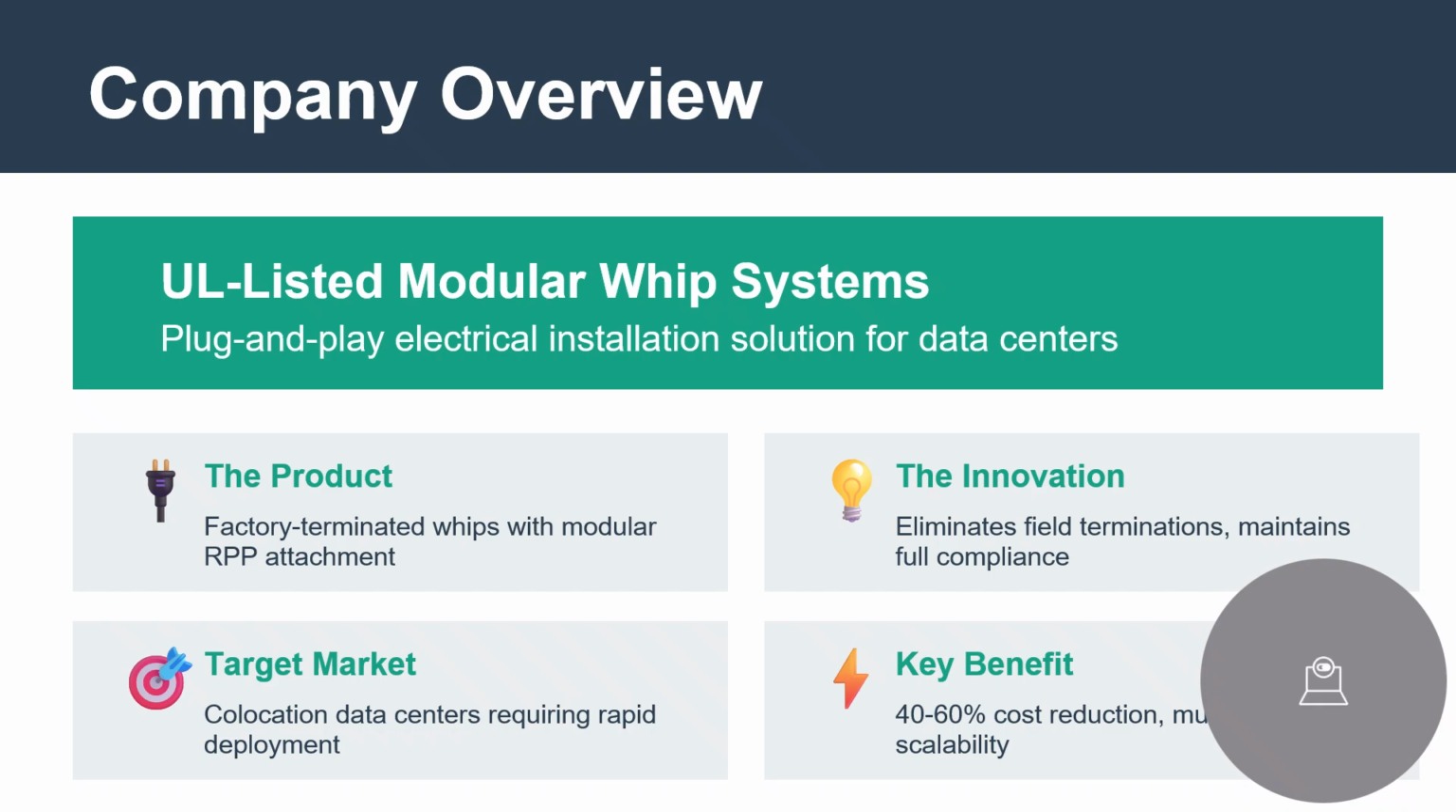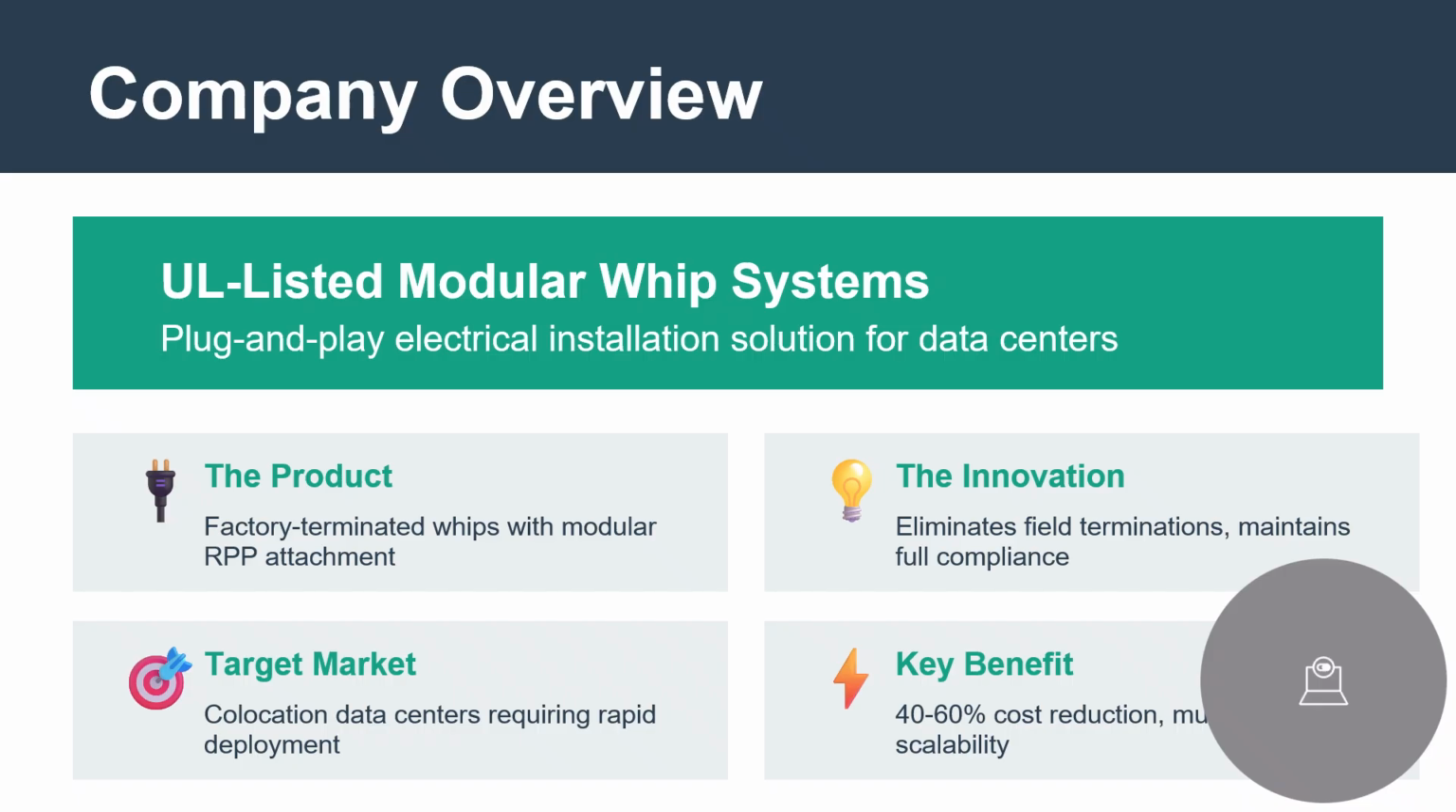Now, let me briefly touch on our marketing mix, the 4 Ps. For product, we have the modular whip system with UL certification as our core offering. For price, we use value-based pricing. We charge based on the cost savings we deliver, typically pricing our system at 70 to 80% of traditional installation costs. So customers save 20 to 30% immediately, even before labor savings.